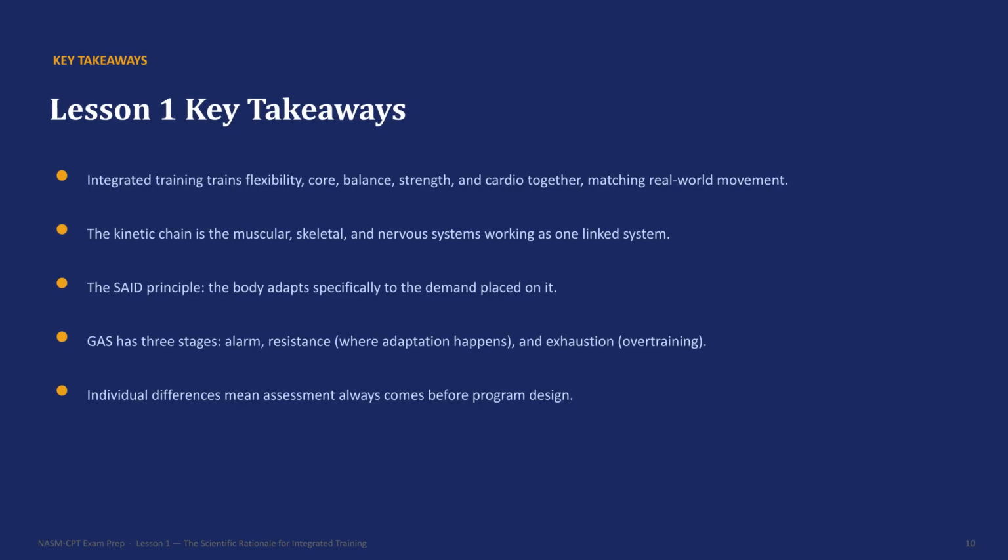Let's bring it all together. Integrated training trains flexibility, core, balance, strength, and cardio together, matching how the body actually moves in the real world. The kinetic chain is the muscular, skeletal, and nervous systems working as one linked system. The SAID principle: the body adapts specifically to the demand placed on it. GAS has 3 stages: alarm, resistance, where adaptation happens, and exhaustion, or overtraining. And individual differences mean assessment always comes before program design.